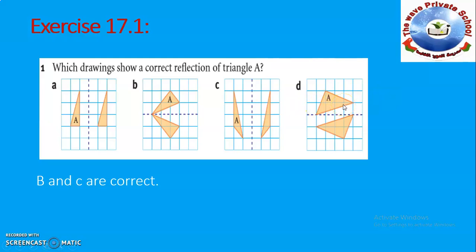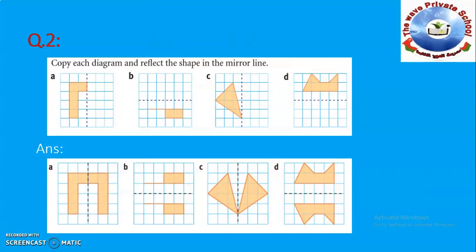And what about D? Object touches the mirror line, but in case of the image, here it will not touch the mirror line, but on the other hand it touches on the opposite side. So we can say that D is wrong. B and C are correct reflections of the triangle. Now let's move to question number 2.